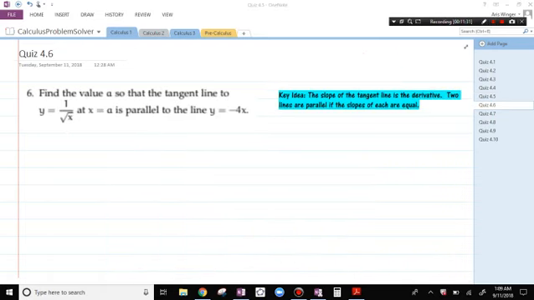Find the value a so that the tangent line to y equals 1 over the square root of x at x equals a is parallel to the line y equals negative 4x. The key idea is that the slope of the tangent line is the derivative, and two lines are parallel if the slopes of each are equal.